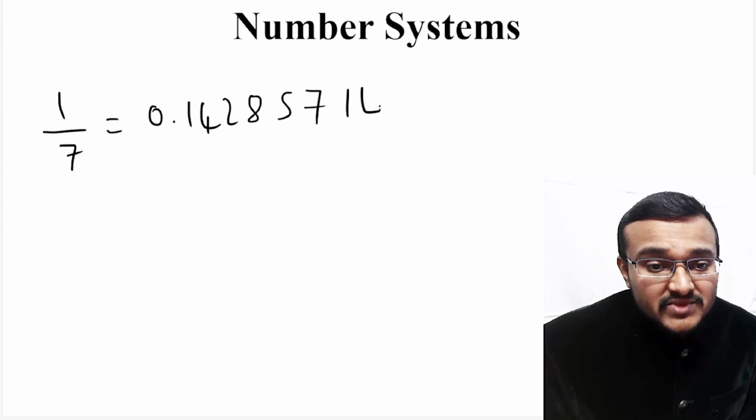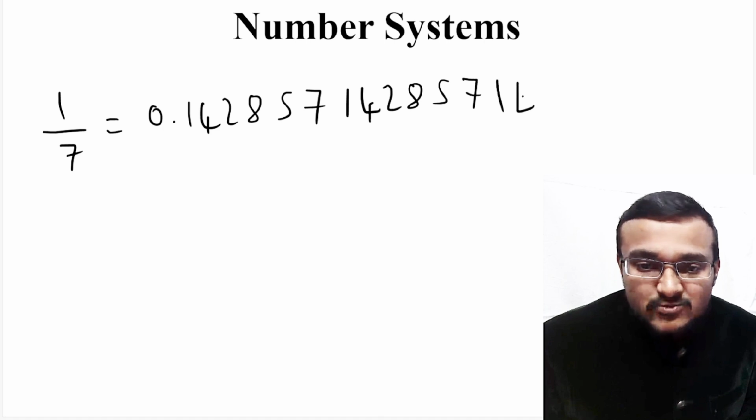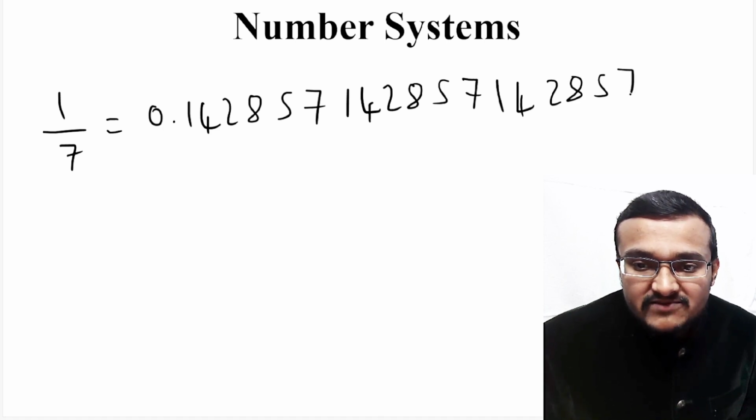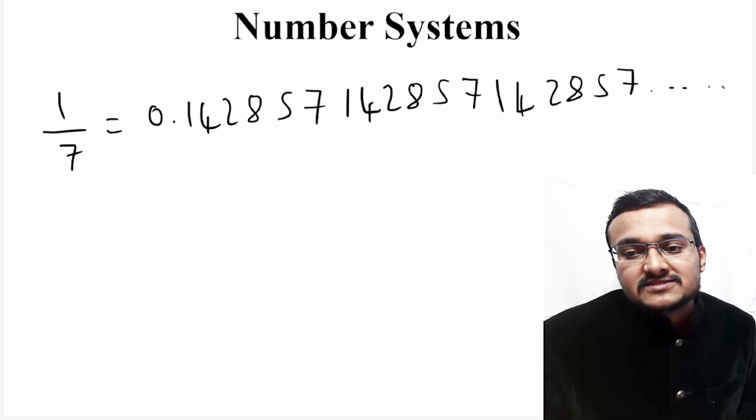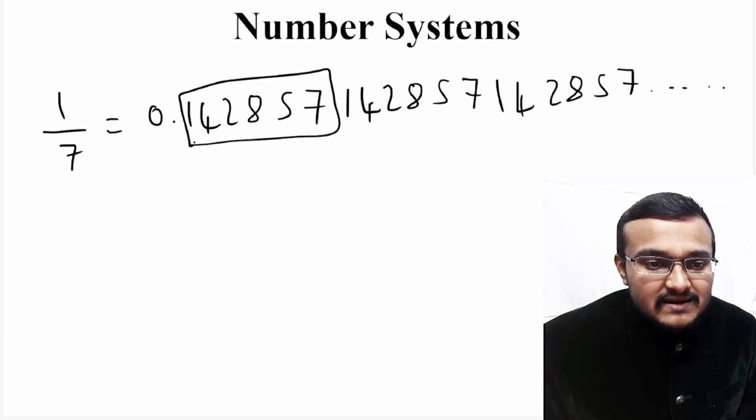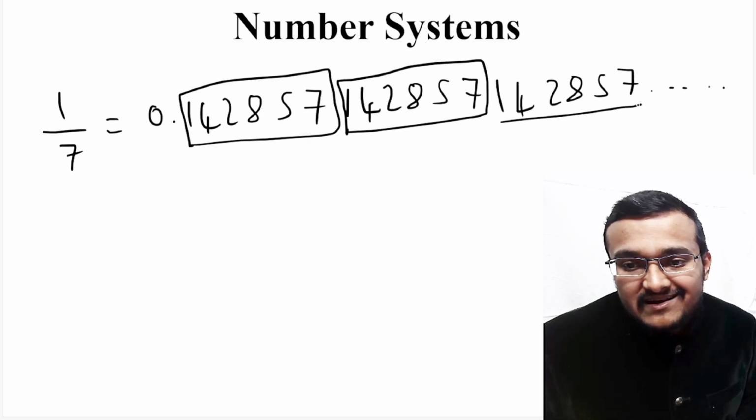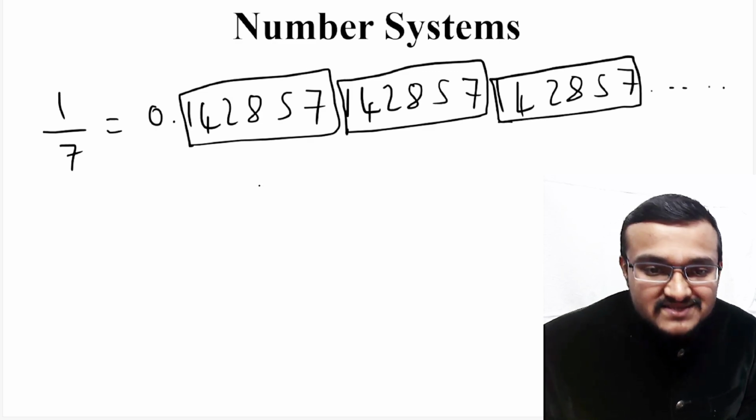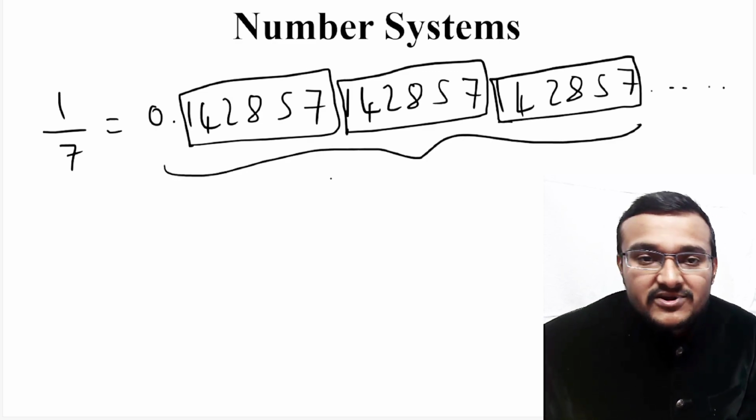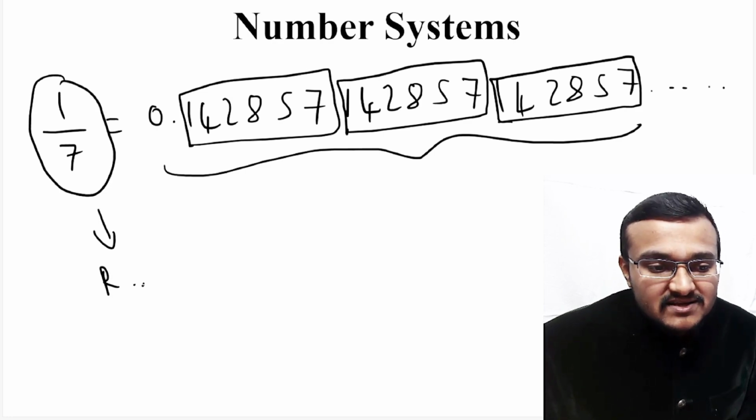0.142857, and again this 142857 will be repeated, and again this 142857 will be repeated, and this goes on like this. So that means you are getting recurring numbers. So the same set of numbers are recurring. So these kind of numbers, if you are getting, then that is also considered as rational numbers.